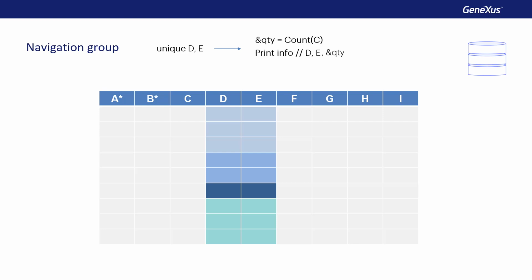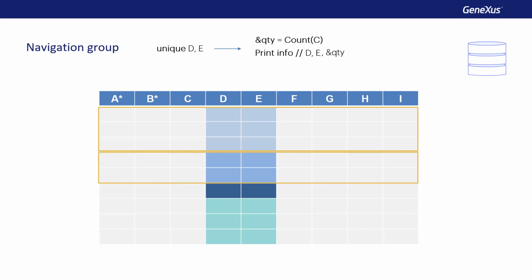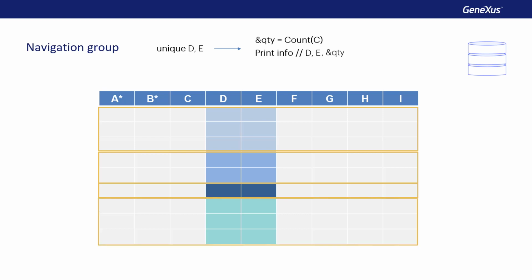Of course, the formula must navigate the same table. So, we take the first group and run the count on its records. It'll give 3 in this case. And it prints D and E, information that's unique to that group, and 3. Then the next group, for which the count will give 2, then the third one, for which the count will give 1, and finally the fourth one, for which the count will give 3.